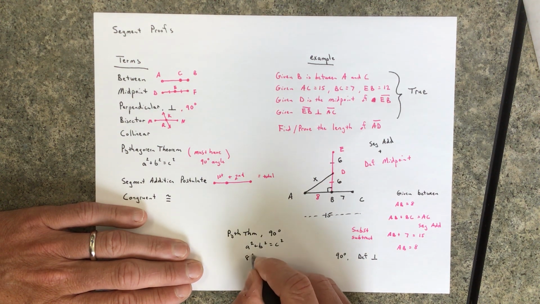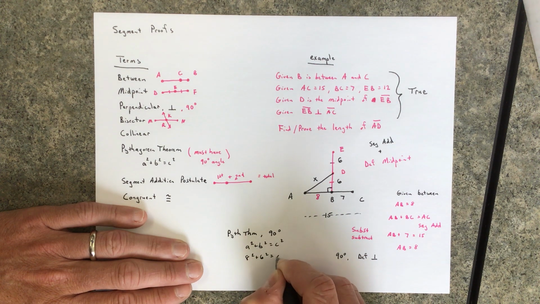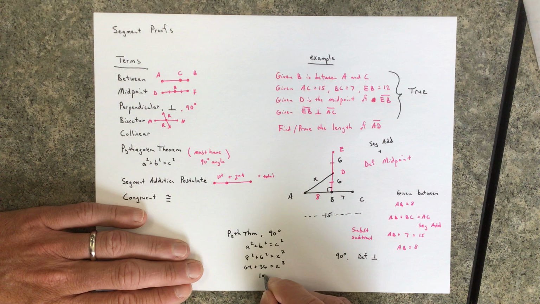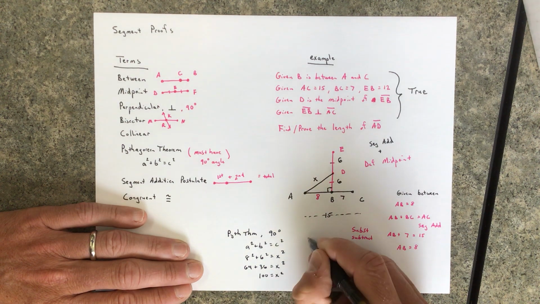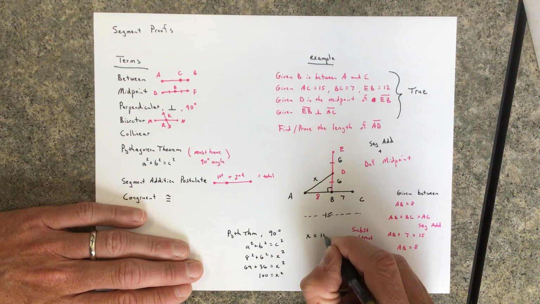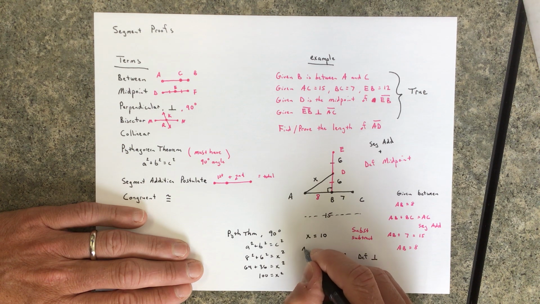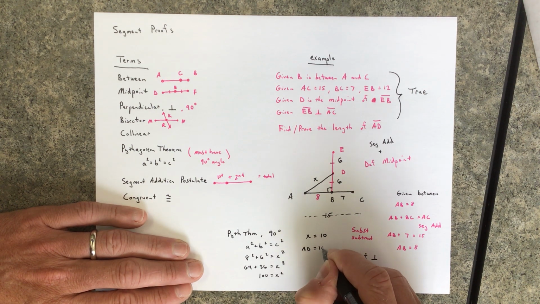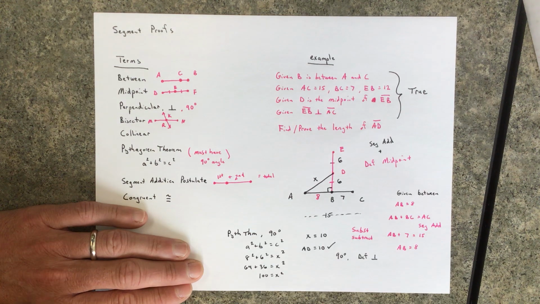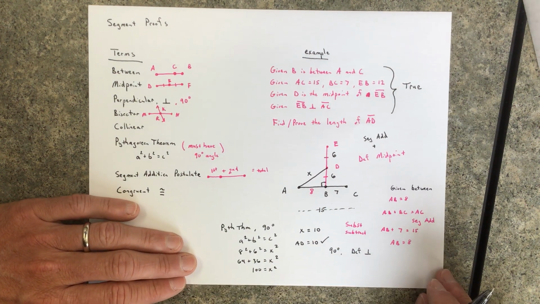And then I can plug in 8 squared plus 6 squared equals x squared, where I labeled AD is equal to x. This is 64 plus 36 is x squared. That's 100 equals x squared. So x equals 10. Therefore, the length of AD is equal to 10. Check. So I found the length of AD and I justified every single step in that problem. Okay, that's an example of what I want to see.